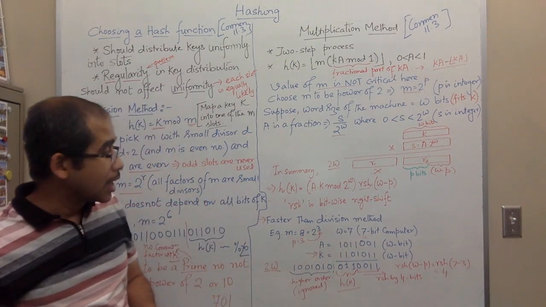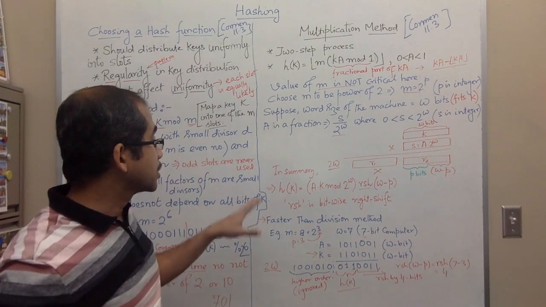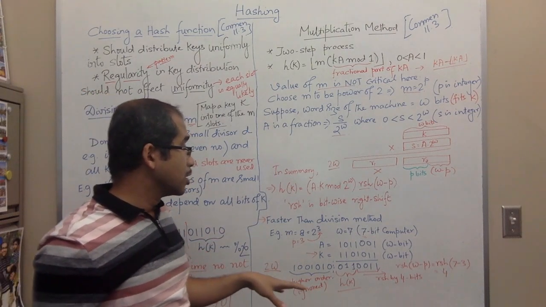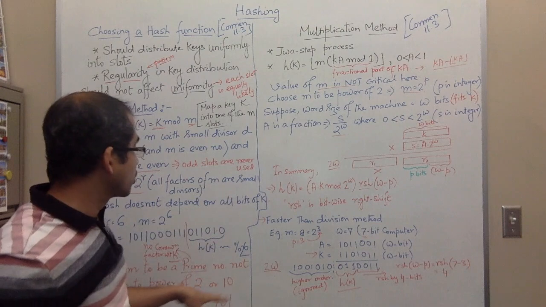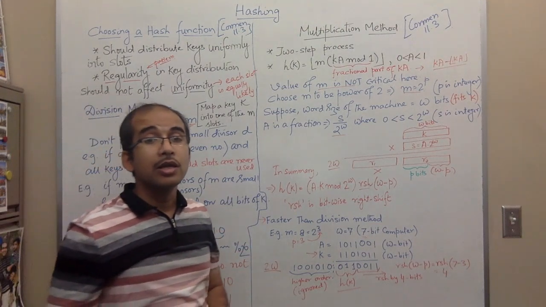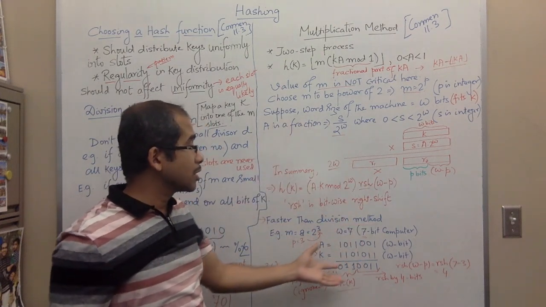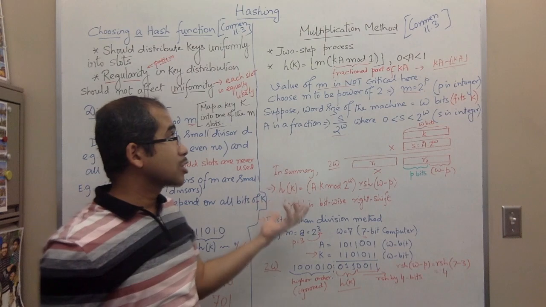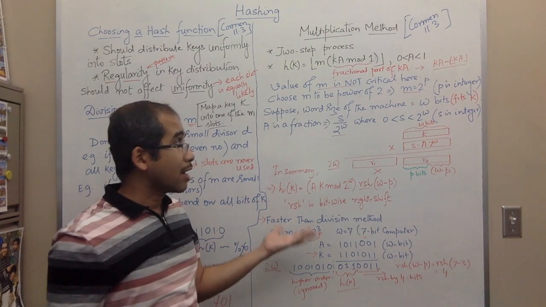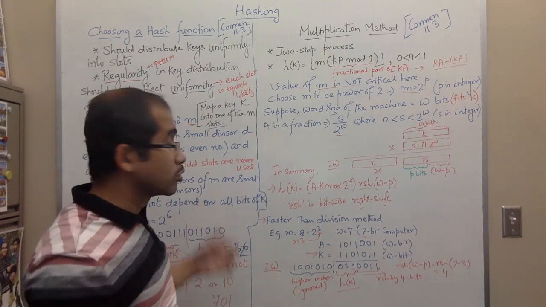So this is the way the multiplication method works, and it is faster than the division method. Most of the time in this class we actually show the division method. When we see examples and other things, we'll mostly use the division method. This is a little bit difficult to understand, but it is also an important method. I covered it so that you at least know the concept, but most of the time we'll use the division method.